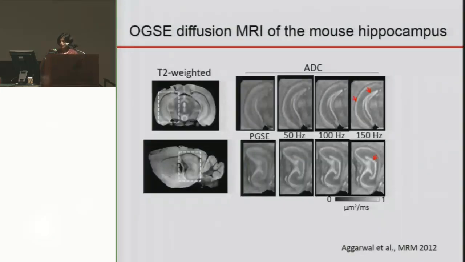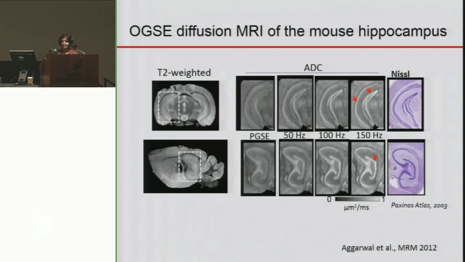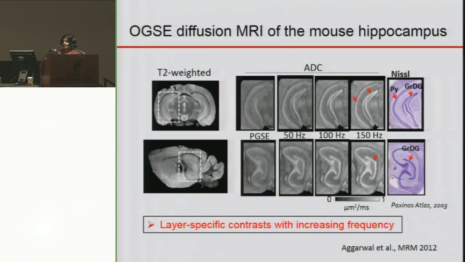So these are some results in the mouse hippocampus. On the left are T2 weighted images, and on the right are ADC maps at increasing frequencies. Here we can see layer-specific enhancement in ADC, and if we compare this with histology, we can see that these layers actually correspond to the granular and pyramidal layers in the hippocampus. The point to note here is that these are the two most densely packed layers in the hippocampus. So we end up getting layer-specific contrast with increasing frequency.